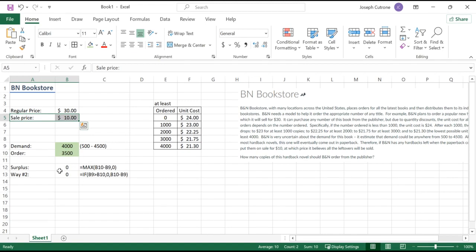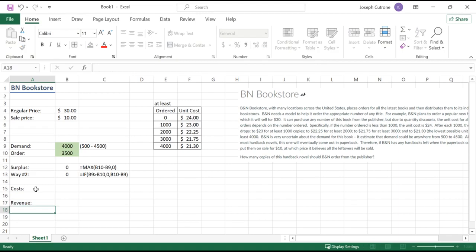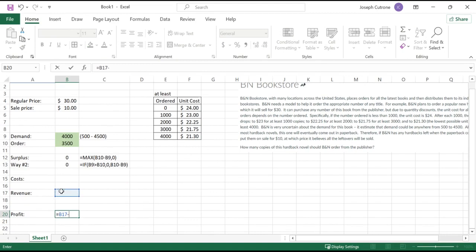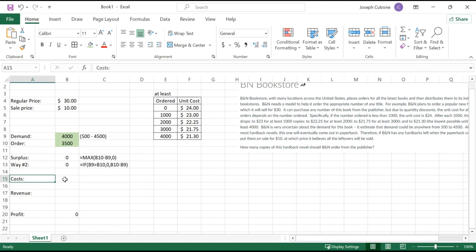All right, so now the question is, how many copies of this hardback novel should be in an order from the publisher? We're trying to maximize profit here, so let's go through and look at our costs. We are going to look at our revenue, and then, of course, we're going to look at our profit. Again, I almost work backwards here. If I do this right, my profit is always my revenue minus my cost. We'll play around with these two things, but really let's think about how does this business spend money?